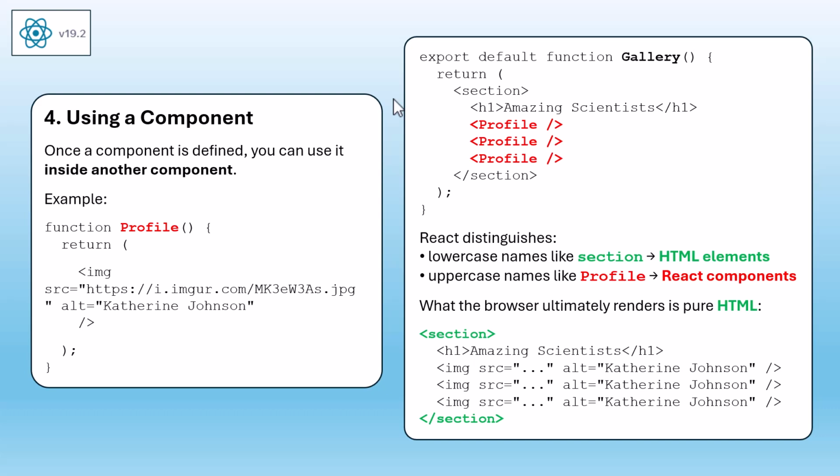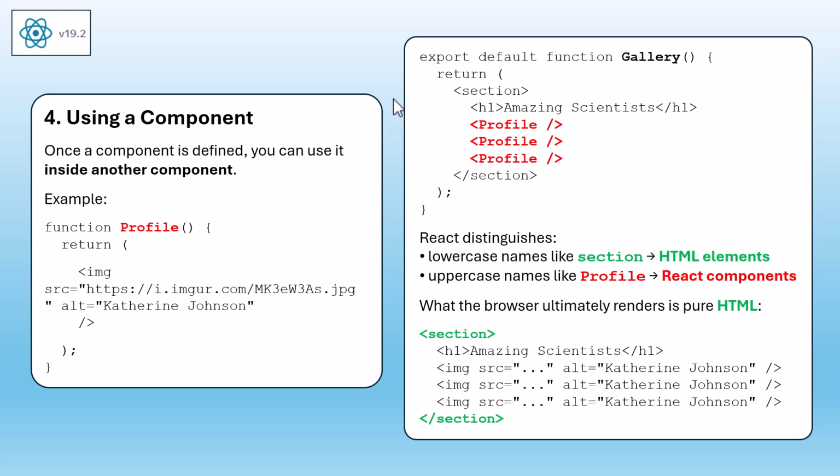4. Using a component. Once a component has been defined, you can use it inside another component. This means components can be composed together, one inside another, to build more complex interfaces. For example, you might have a main section that displays several smaller components, such as profiles, cards, or widgets.